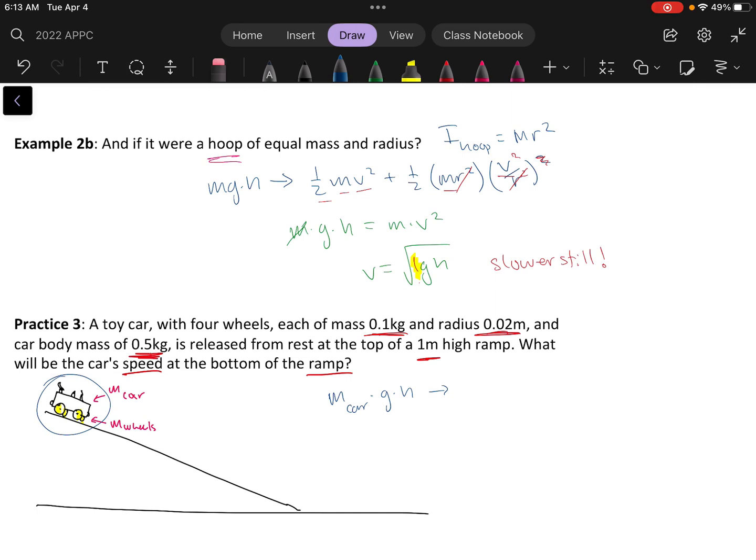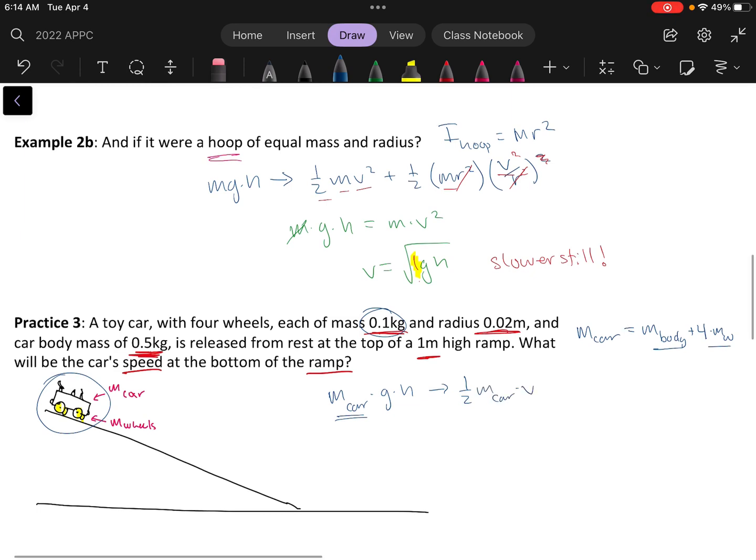And for this, we need to make sure we define here that the m of the car would be the mass of the body of the car plus 4 times the mass of the wheels. The car as a whole is made up of the body and 4 wheels. So when I say m car here, that's not the 0.5. That's 0.5 plus 4 of these little 0.1s. But the translational kinetic energy should be 1/2 mass of the car. Everything's moving, and it's all traveling down the ramp at some velocity v.